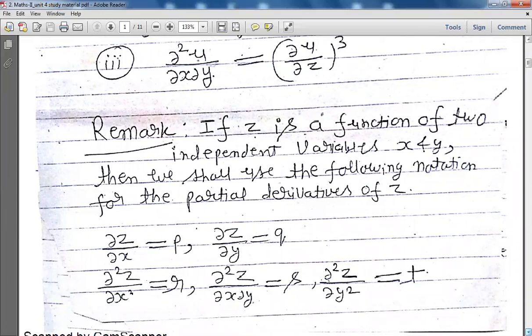Partial derivative of z with respect to x is equal to p. Partial derivative of z with respect to y is q. Second order partial derivative of z with respect to x is represented as r. Partial derivative of z with respect to both variables x and y is represented as s. Second order partial derivative of z with respect to y is represented as t.